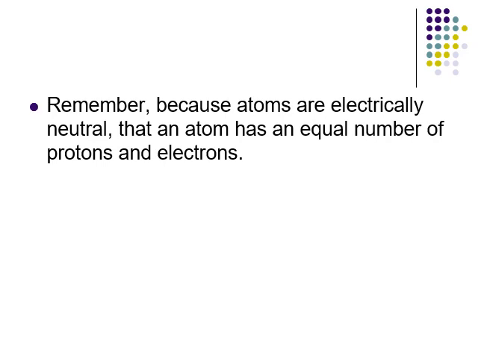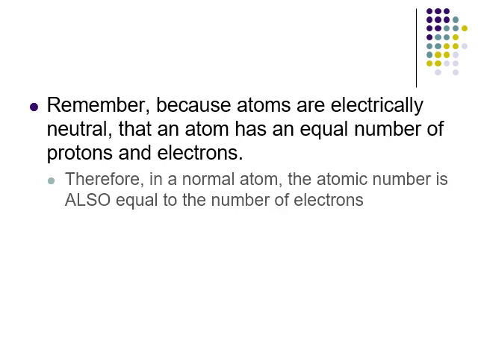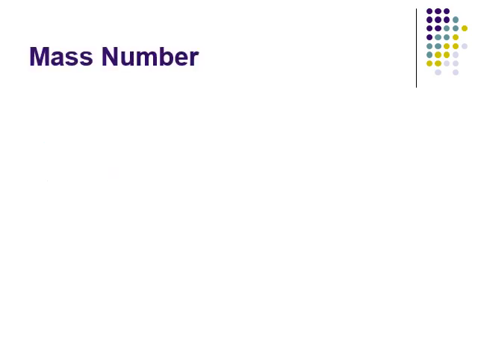And remember that because atoms are electrically neutral, an atom will have to have an equal amount of protons and electrons. So in a normal neutral atom, if something like carbon has an atomic number of 6, that means it has 6 protons, which also means it would have 6 electrons. So pretty straightforward there. Okay, now things start to get a little funky.